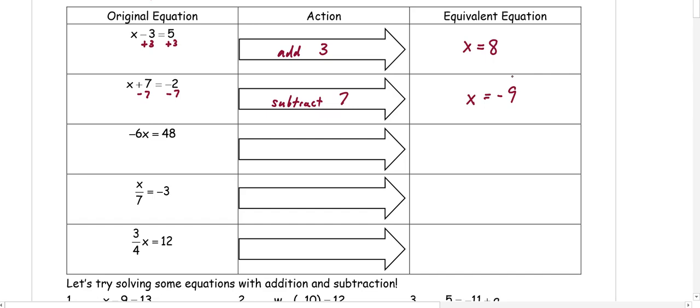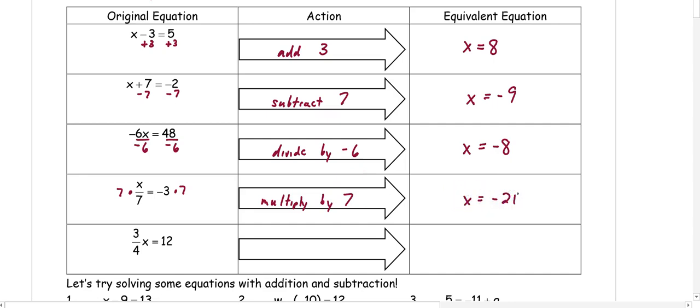The next one, negative 6x equals 48. Negative 6x is multiplication. The inverse of multiplication, or the opposite, is division. So we're going to divide both sides by negative 6. When we divide them, we get x equals negative 8. The next one, x over 7 equals negative 3. X over a number is division, so we're going to multiply both sides by 7, and we get x equals negative 21.